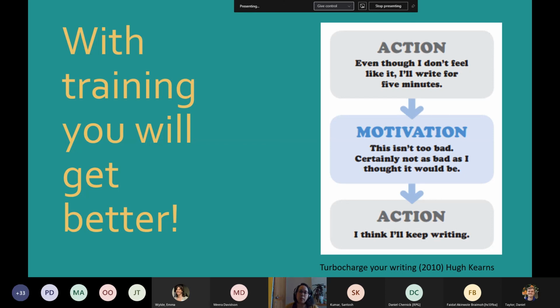But what actually helps is if you actually do something. So this is one of the big lessons that I learned from Hugh, from his Turbocharge Your Writing, is that you won't get the motivation until you actually do something. And this actually does work. So even if you write for 5 minutes, then you'll get motivated to write more. But if you don't actually start, you'll never get that motivation. So yeah, just do it. Just get on with it. And that's why having it in your diary is really important, because then you can't duck out of it.